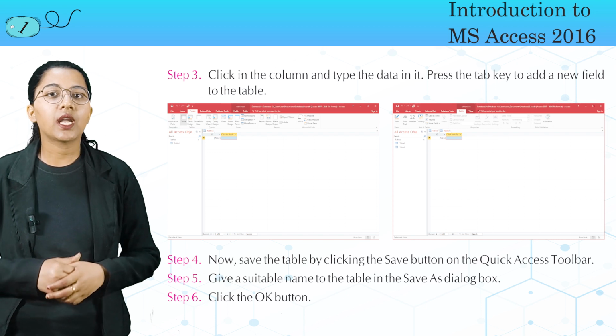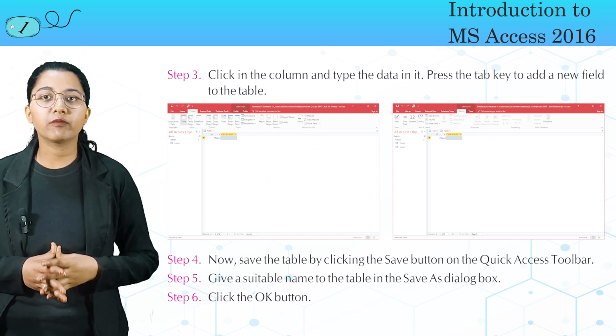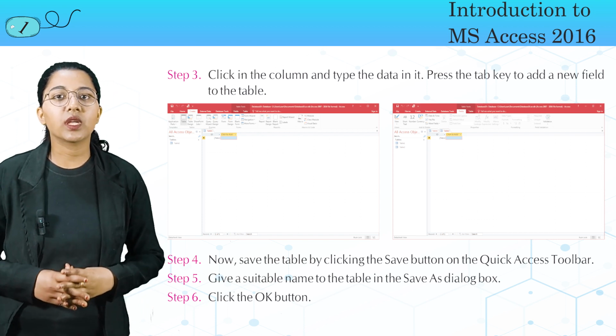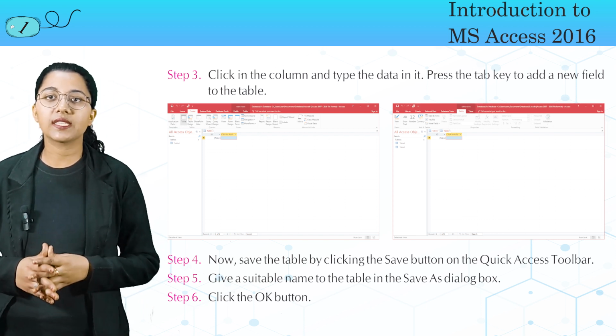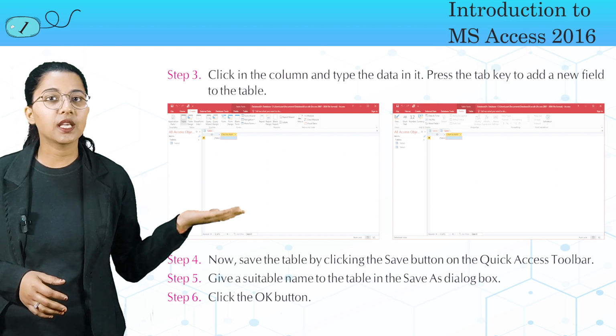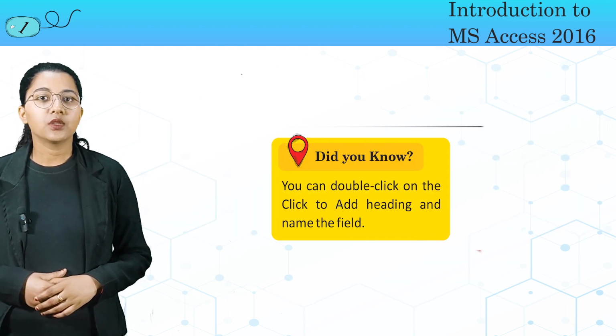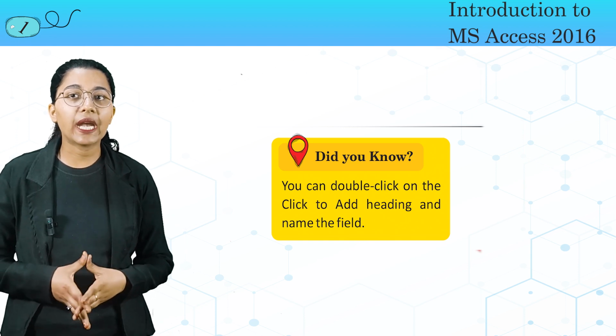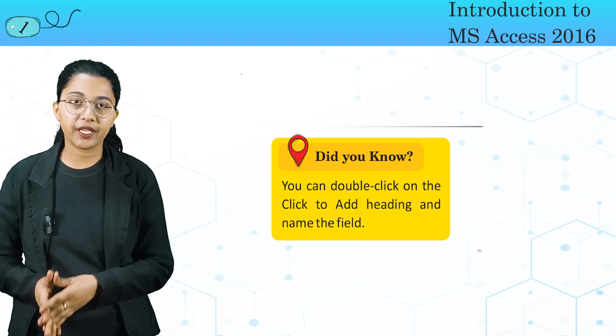Step 4. Now save the table by clicking the Save button on the Quick Access toolbar. Step 5. Give a suitable name to the table in the Save As dialog box. Step 6. Click the OK button. So students, did you know? You can double click on the Click to Add heading and name the field.